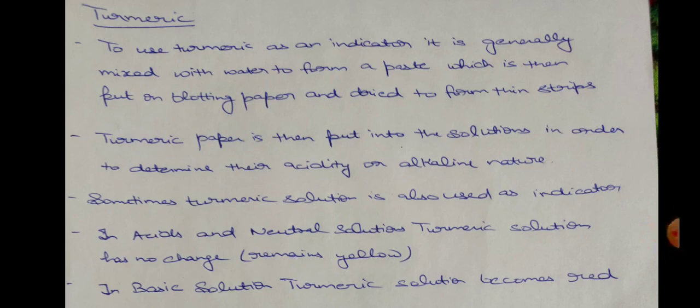Take a look. In acids and neutral solution, turmeric solution has no change. No effect of acidic or neutral solution on turmeric solution, means it remains yellow color. Second, in basic solution, the turmeric turns red, or you can say bright red. So you can differentiate whether a substance is acid or base with the help of turmeric. Getting, students? Very important. Clear?